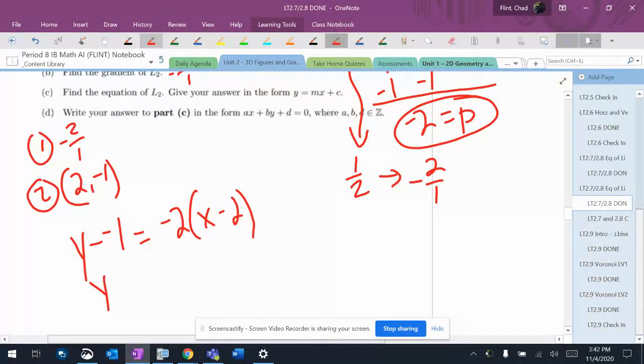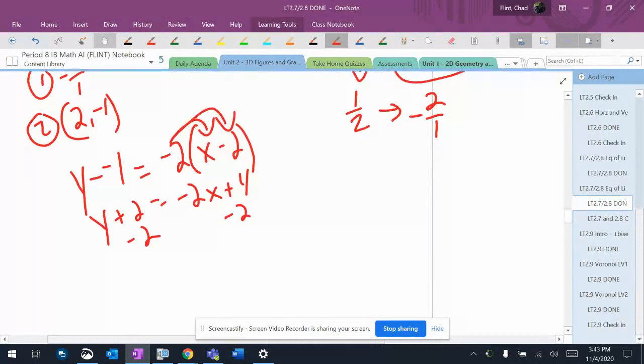So now I'll do some simplifying, because it wants it in y equals form. So y plus 2 equals -2x plus 4 minus 2 minus 2. Y equals -2x plus 2.